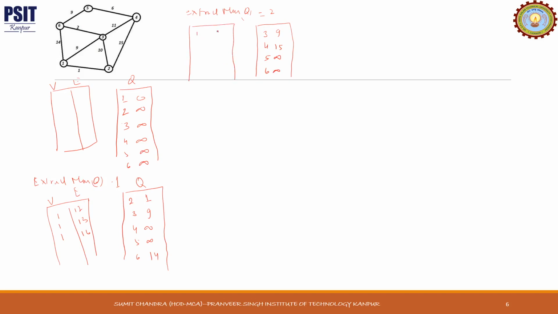So from vertex 1 we got 1 2, from vertex 1 we got 1 3, from vertex 1 we got 1 6, and from vertex 2 we got 2 4. Again we'll do extract min. So in this table minimum is 3.